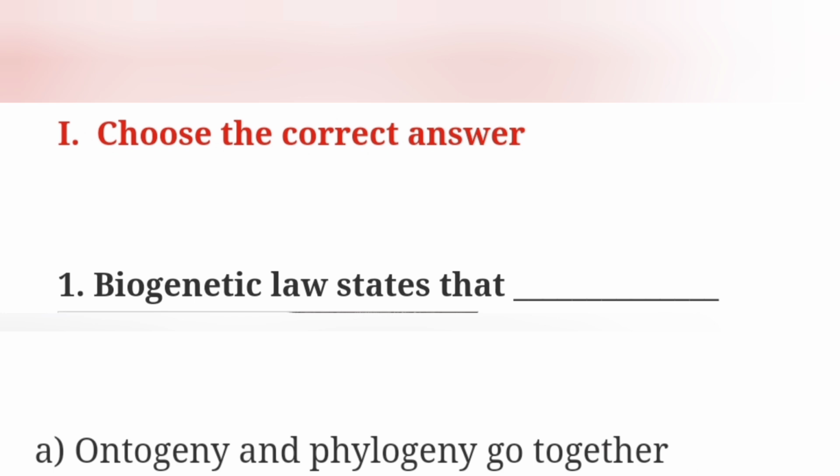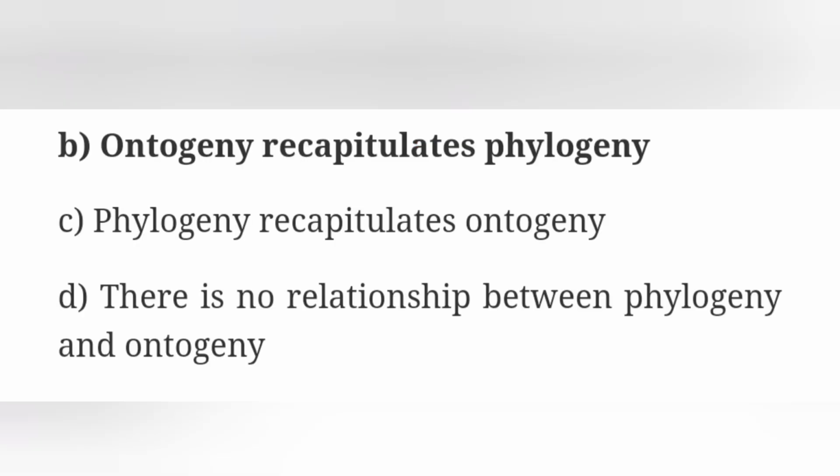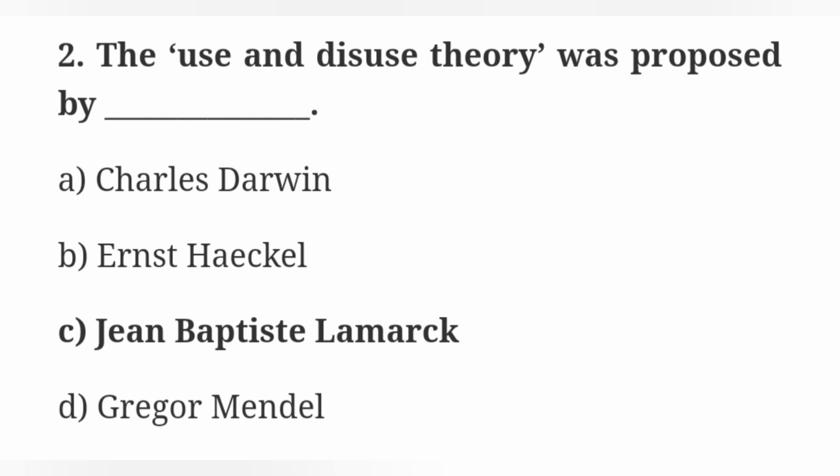First one, biogenetic law states that dash. Option B answer, ontogenesis recapitulates phylogenesis. Second one, the use and disuse theory was proposed by dash. Option C answer, Jean Baptiste Lamarck.